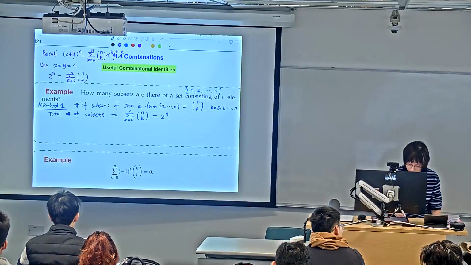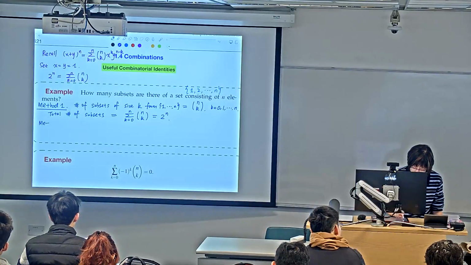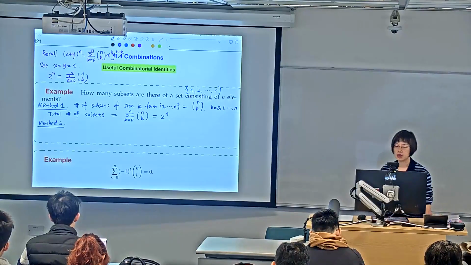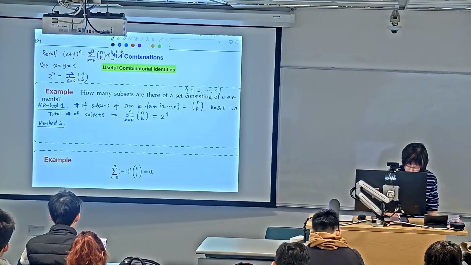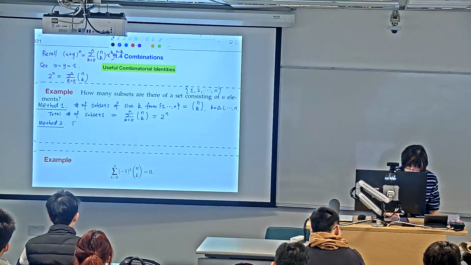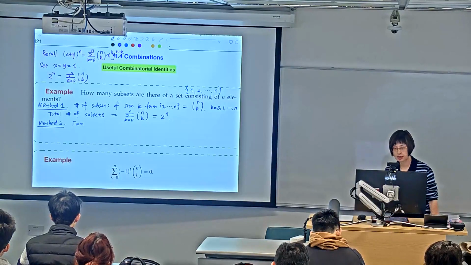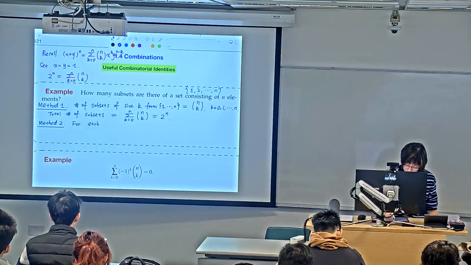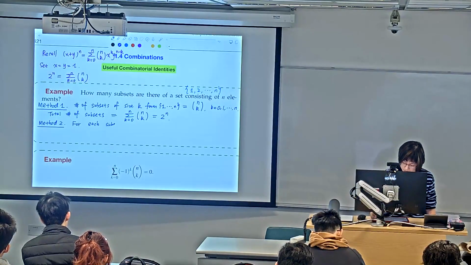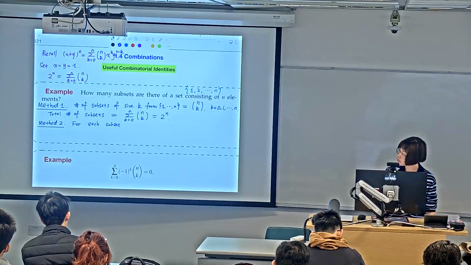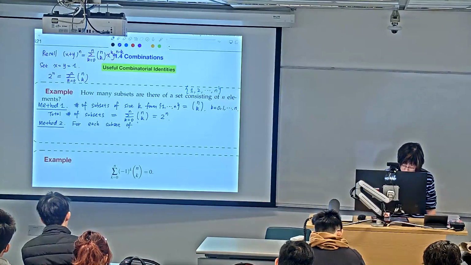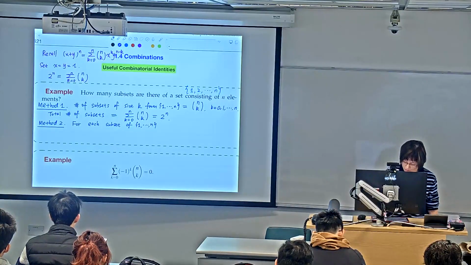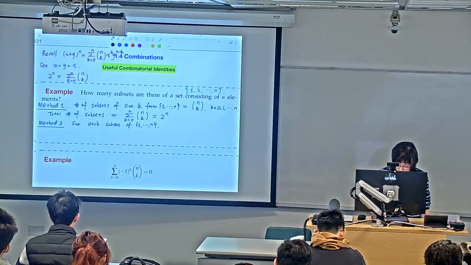Okay, we can also just count in a different way. We can also find this 2 to the n immediately. So what we do is that we sort of create a bijection by counting different subsets. So for each subset of these n elements, the numbers 1 to n, we are going to find a representation for it.